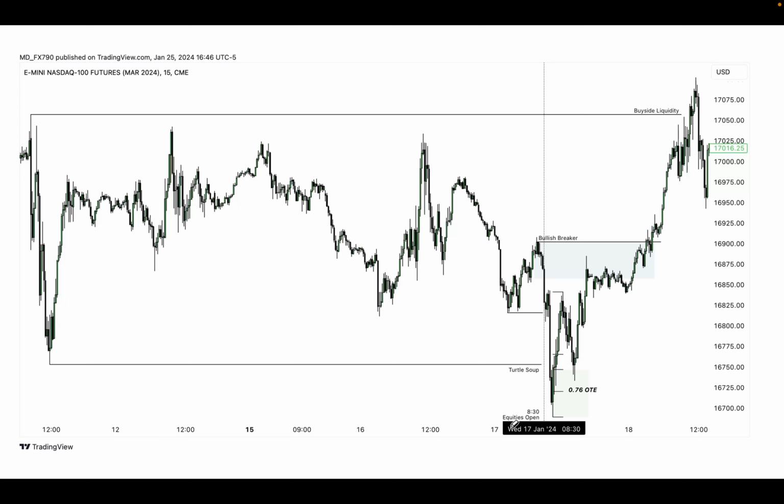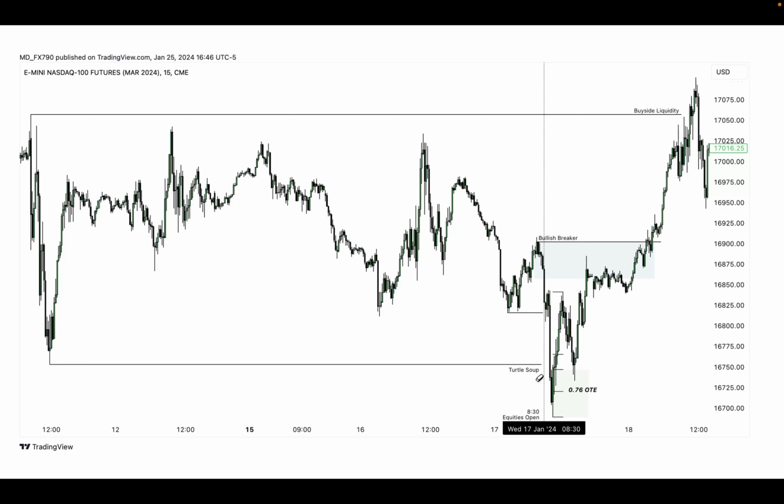This is Wednesday, Tuesday, Monday. Monday was on the 15th. The opening price for this week is over here, and you can see price did a total soup below the week opening price, but we're focusing on what happened on the day.